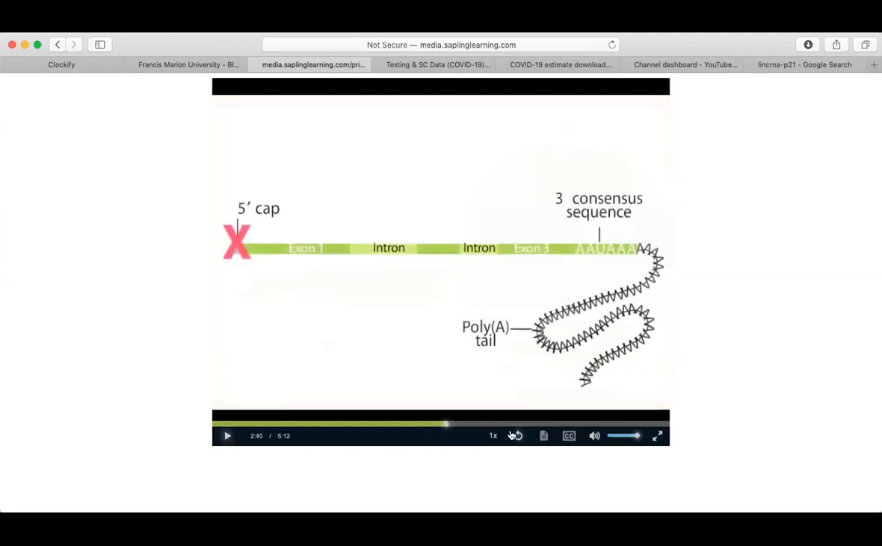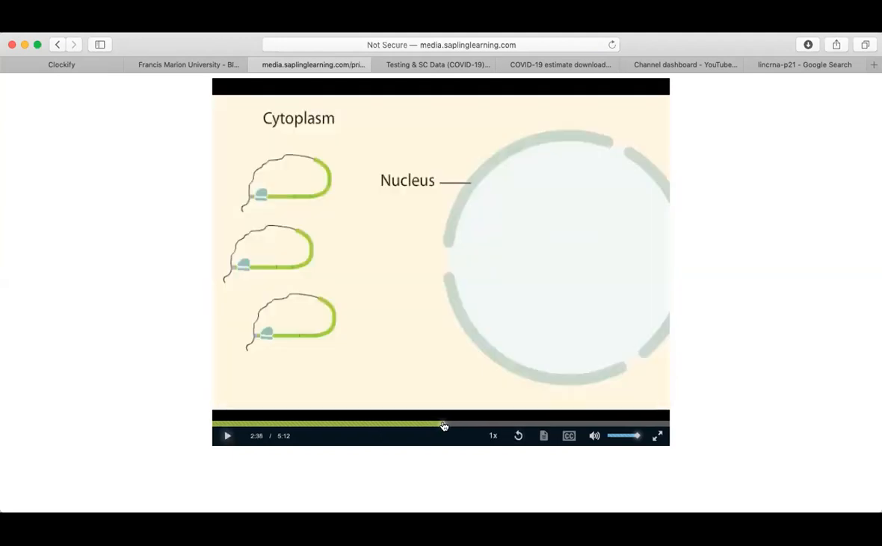Okay, I'm going to stop it right there. I just want to go back for a second. Do you see how this is looping over? This is part of the initiation of translation. You can see that the poly A tail is looping over. That's kind of why it's there. Okay, all right, back to our PowerPoint.